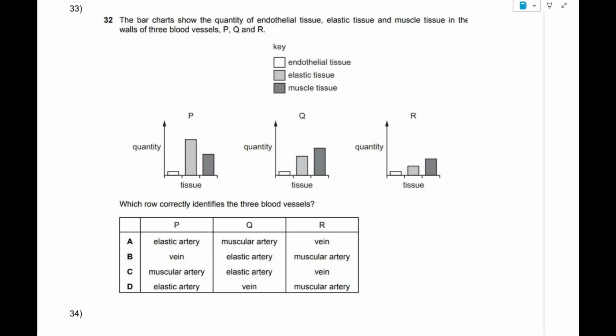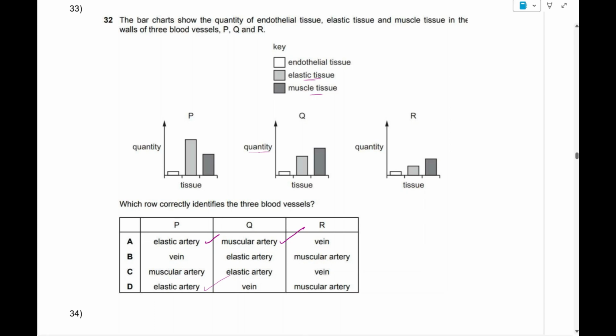From its name, an elastic artery has the highest proportion of elastic tissue. Therefore, here we'll be looking for the bar chart that offers the highest quantity of elastic tissue, and in this case, it's going to be P. Therefore, this seems to be correct. Now, for the muscular artery, from its name, we are looking for the bar chart that has the highest quantity of muscle tissue, and in this case it's going to be Q.